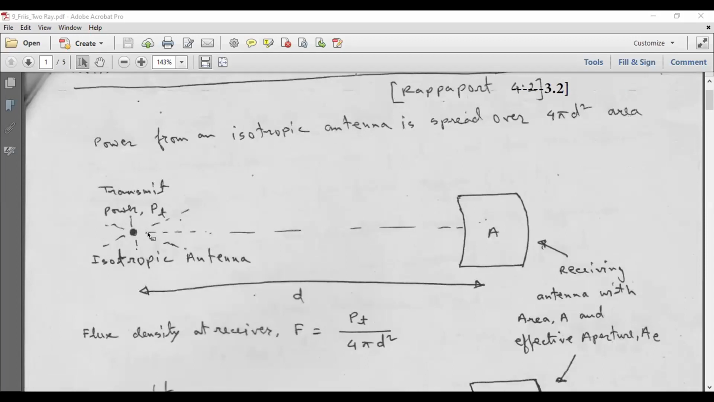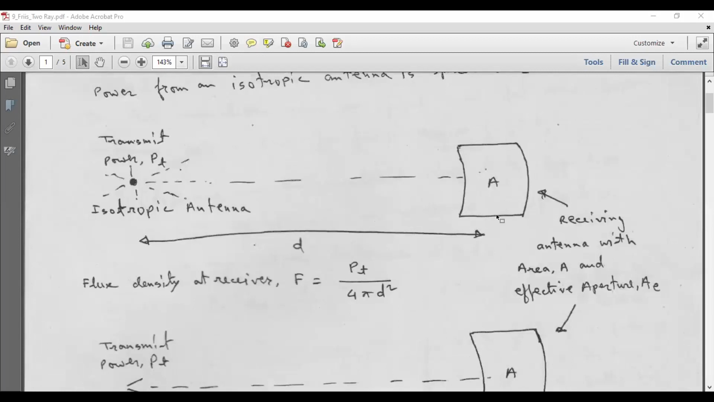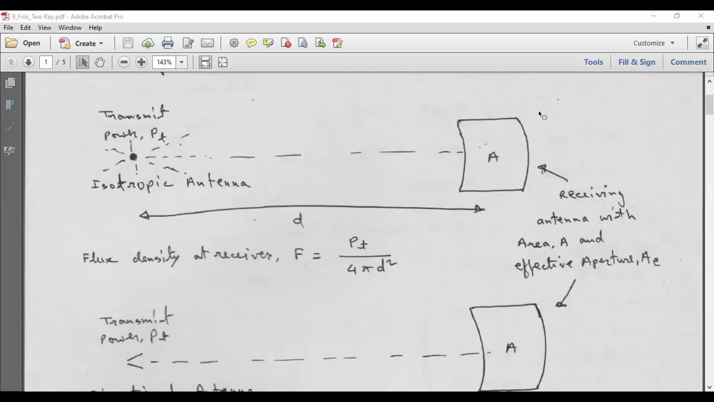Sorry. So the isotropic antenna is emitting energy equally in all different directions. And here we have the receiving antenna at d distance. The physical area of the antenna is A. Now, we are interested in how much energy we get at the receiver, right? So first we need to check how much energy we have here.